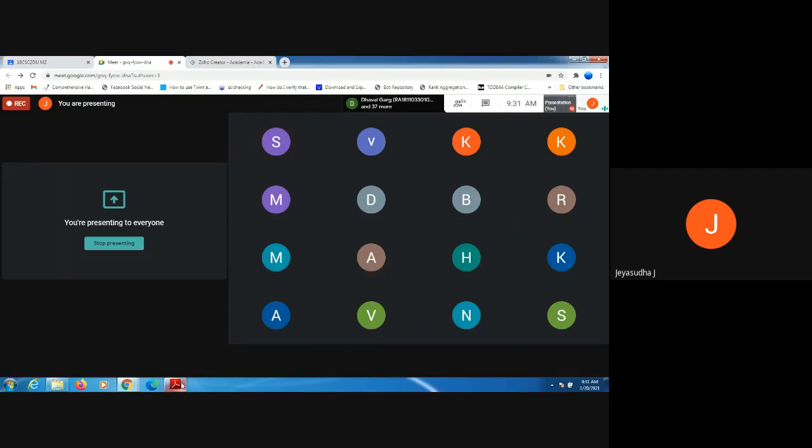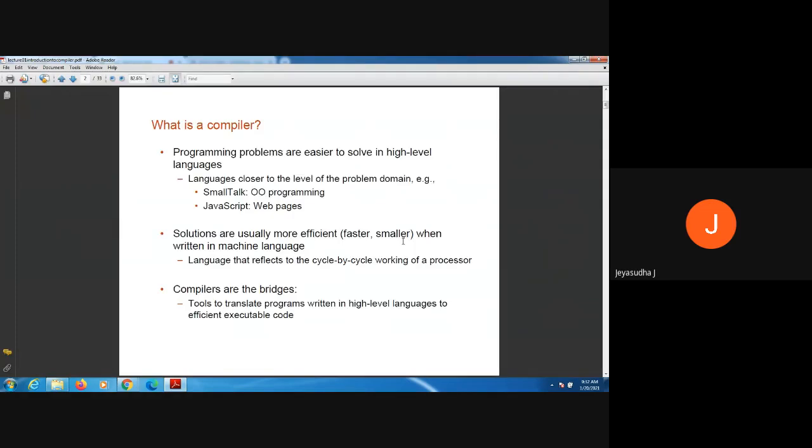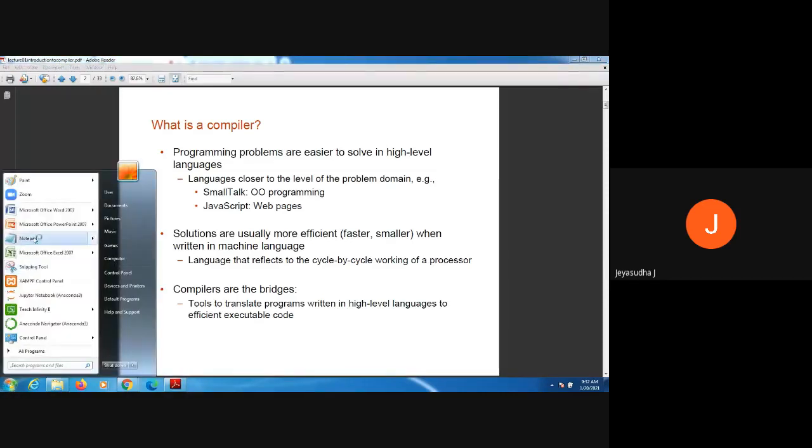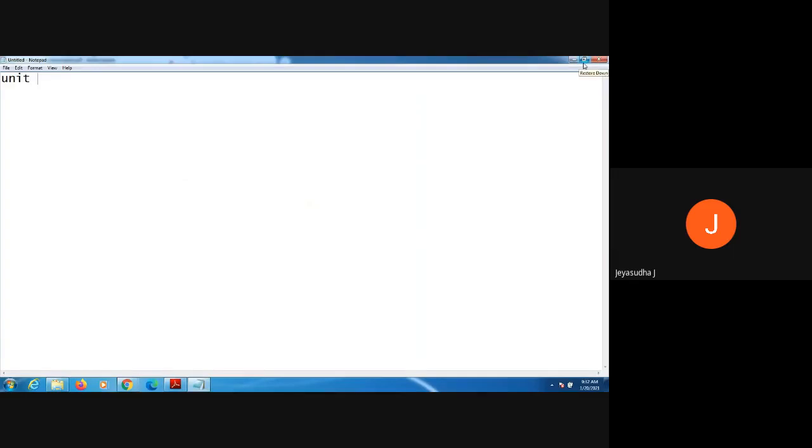The class is till 9:50, so let me start this part. So I was telling something called a compiler. So before moving on to compiler, we should know some basic things. You should know what is a compiler. We should know what is an interpreter.